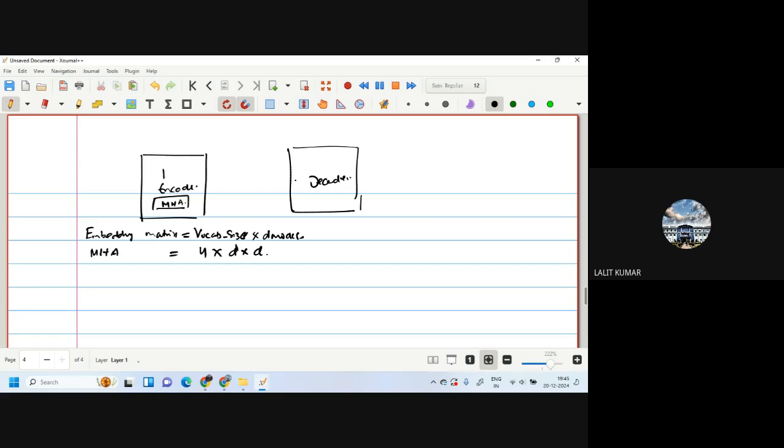After MHA there is a layer norm, and then the FFN. Why is it 4 into D into D? Because of WQ, WK, WV, and WO. Each is D into D, where we are considering WO as well, D model into D.